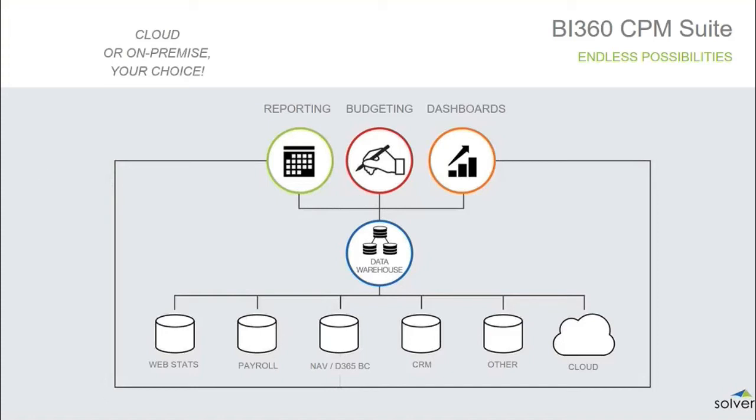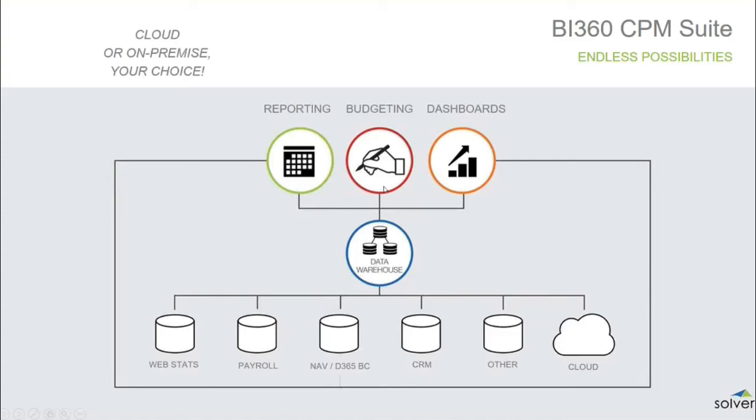And you can see that because we have a data warehouse here in this picture over here, we can bring in all sorts of different data types. So we have integrations to web services, payroll, Navision itself, of course, CRM, others, and cloud. And off of this, I'm going to show a little bit today about the reporting capabilities that we have, and if we have some time, high-level talk about the budgeting capabilities of the software.